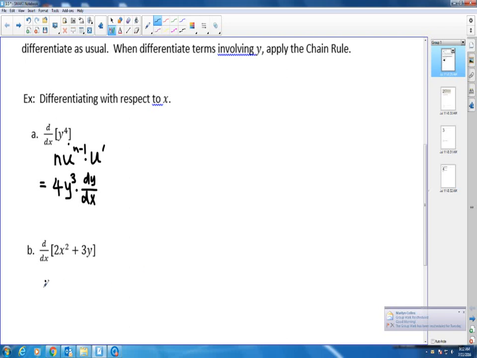So I'm going to rewrite this problem as the derivative with respect to x of 2x squared plus, excuse me, the derivative of 3y with respect to x.